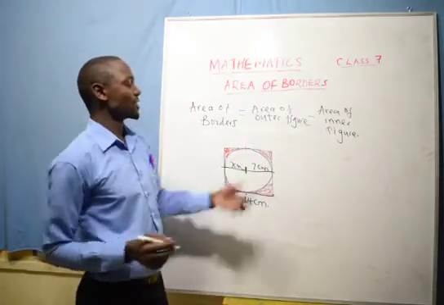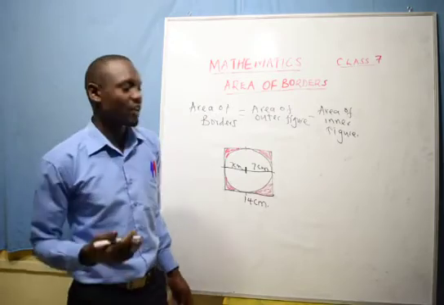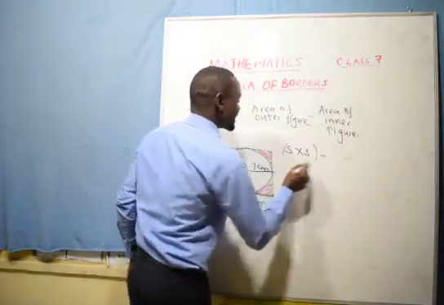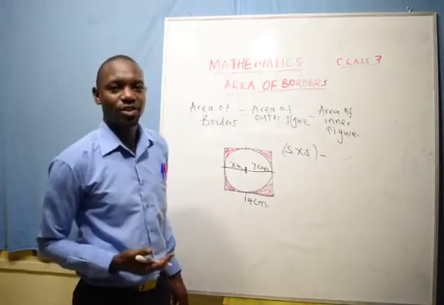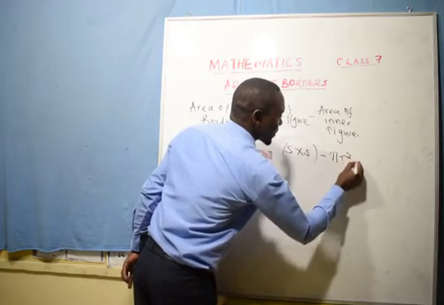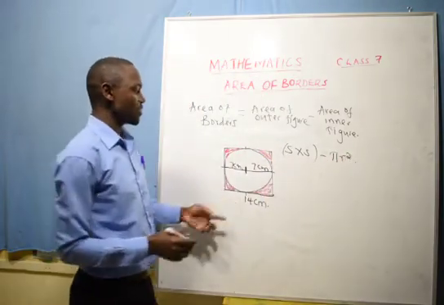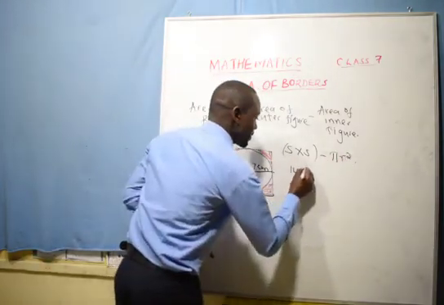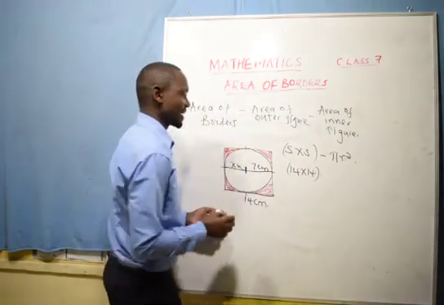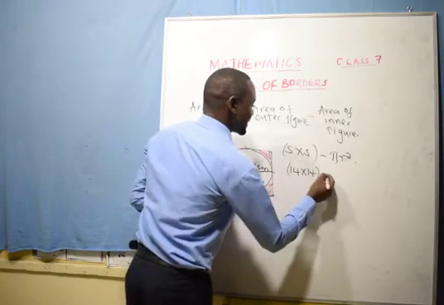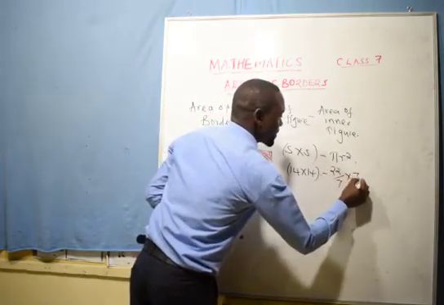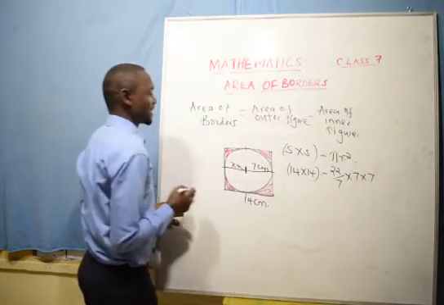So we get the area of the square. How do we get the area of a square? Area of a square is given by side times side, minus the area of the circle. How do we get the area of a circle? Area of a circle is given by pi r squared. So the shaded area will be 14 times 14, which is 196, minus pi r squared, that is 22 over 7 times 7 times 7.